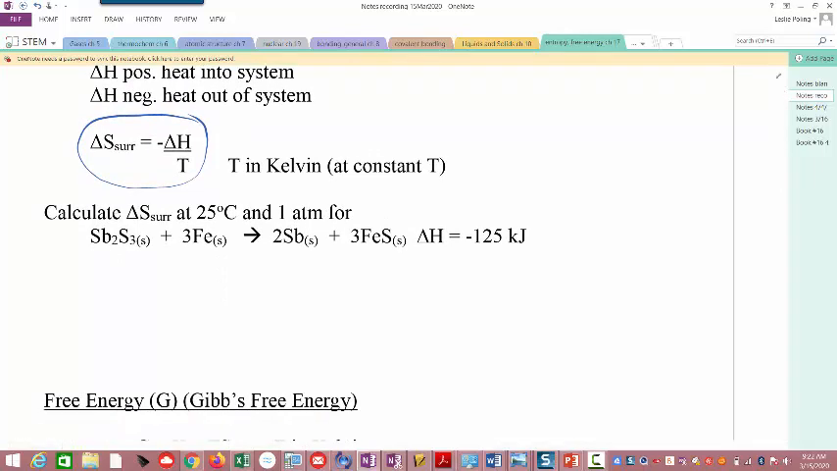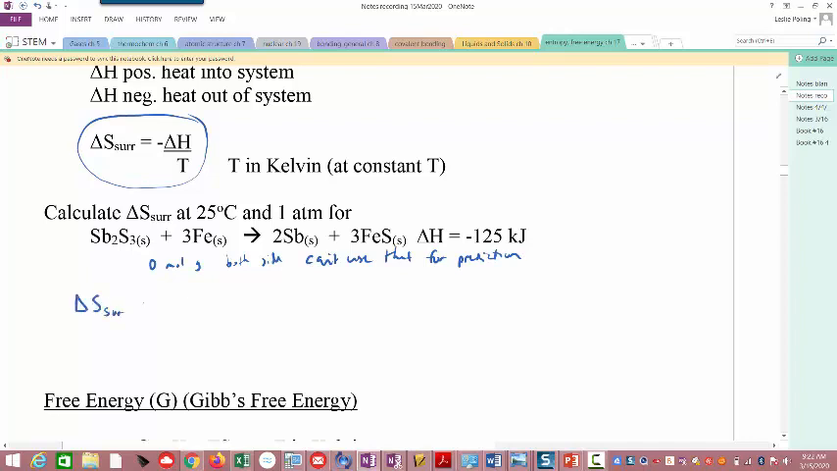So let's look at this. We have an equation, and let's just look at this. We have 0 moles of gas on both sides, so we can't use that for predictions.